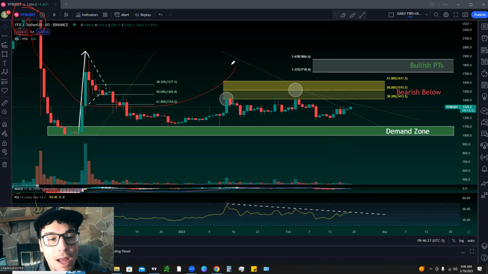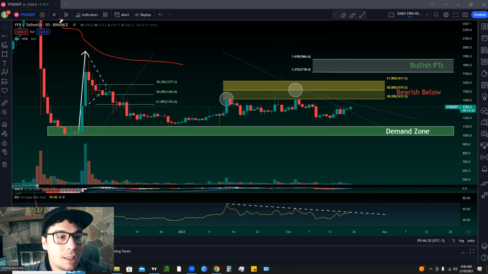We're going to take a look at YFII, breaking it down on the daily chart. As always, we're going to go over some of the key levels to the downside and the upside, as well as the important levels we need to break to continue bullishness if we want to see some upside potential.